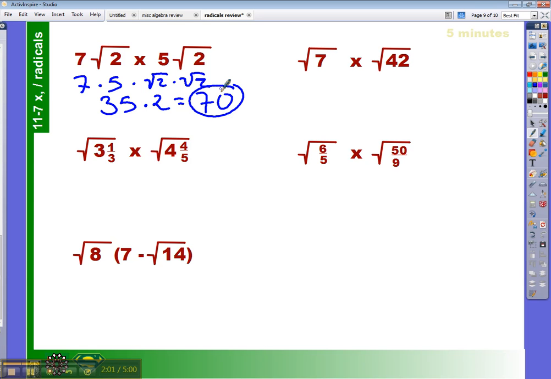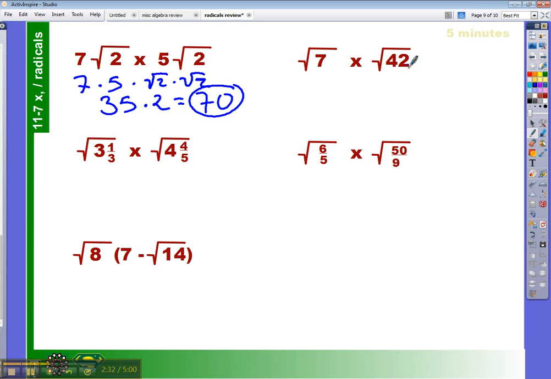So the next example we're going to take a look at, we have 7 times the square root of 42. Now, there are 2 ways to go about doing this, one much longer than the other. The first way is you just multiply them together. You could do square root of 7 times the square root of 42. And so 7 times 42 is 294. And then you'd have to reduce.